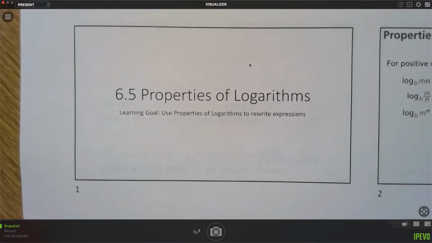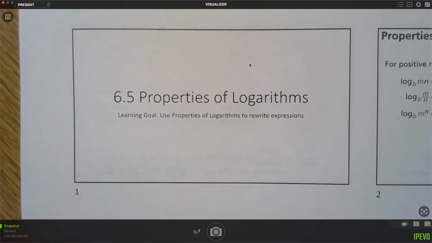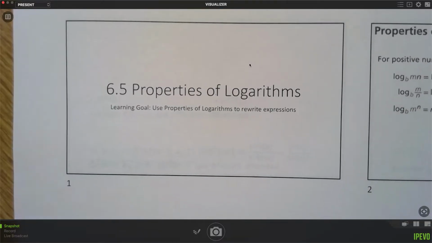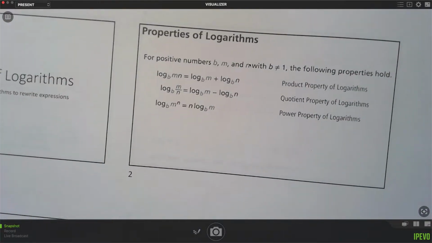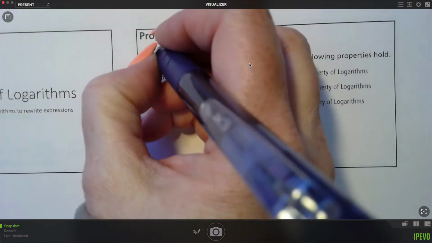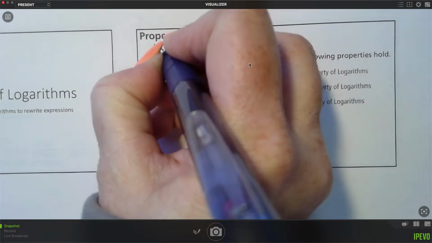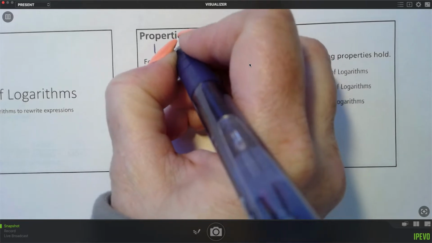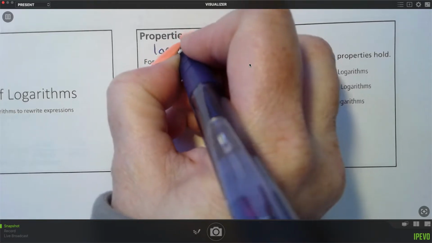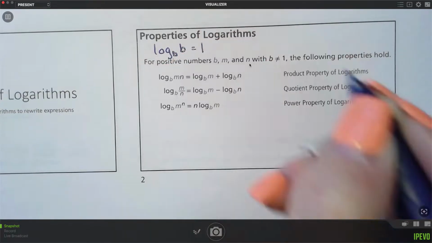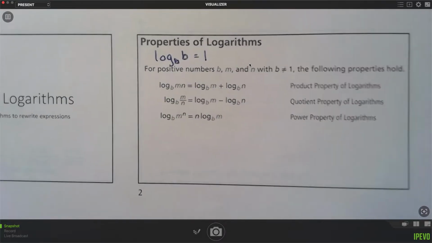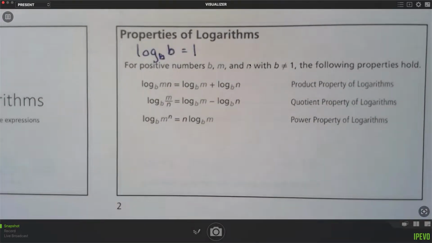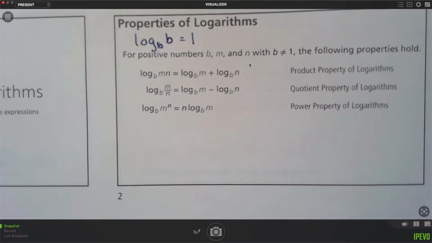Okay, today we're going to do properties of logarithms, and we are going to be expanding, condensing, and learning how to use our calculator with them. So the rules we have, we're going to start with a basic one that's not on here in the book. They have log base b of b equals 1. Okay, that's called the identity property.